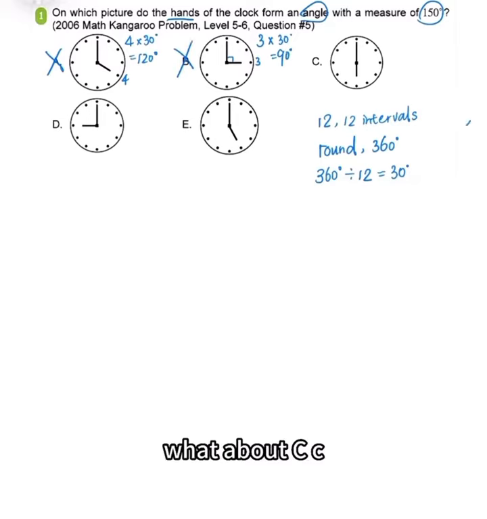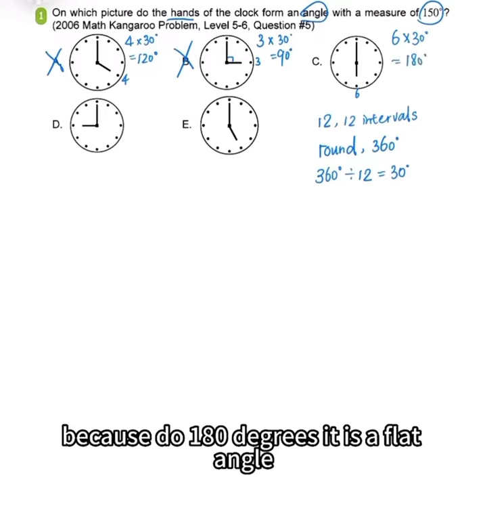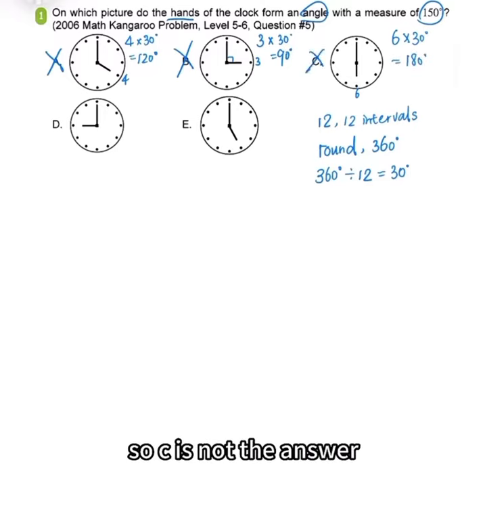What about C? C shows 6 o'clock, so there are 6 intervals in total. 6 times 30 degrees equals 180 degrees. It is a flat angle. So C is not the answer.